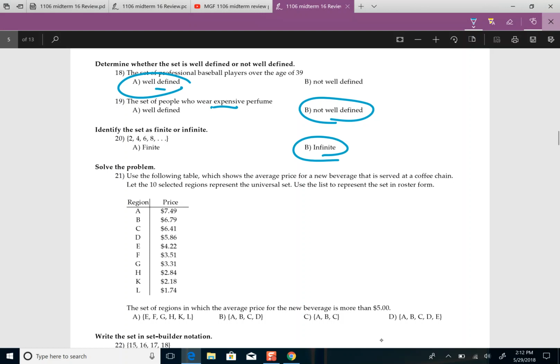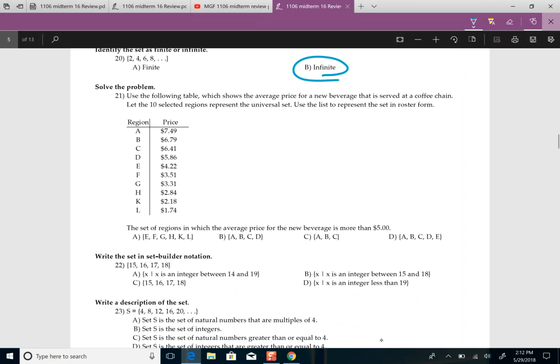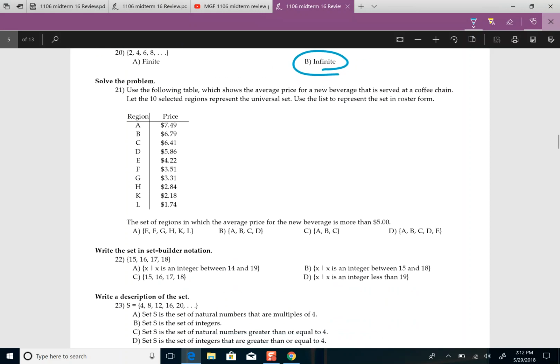Number 21. Use the following table, which shows the average price for a new beverage that is served at a coffee chain. Let the 10 selected regions represent the universal set U, and then use the list to represent the set in roster form. Okay, so down here, I can see here's all of my chain stores. I want the set of regions in which the average price of the new beverage is more than $5.